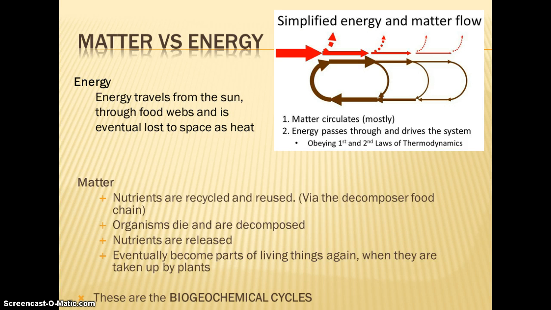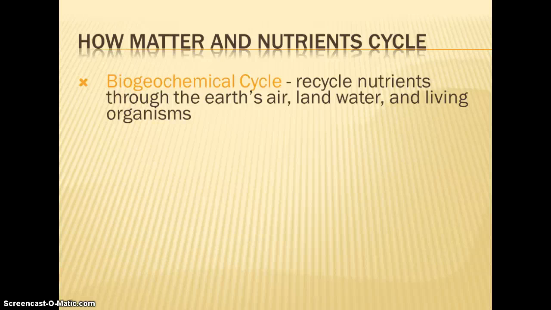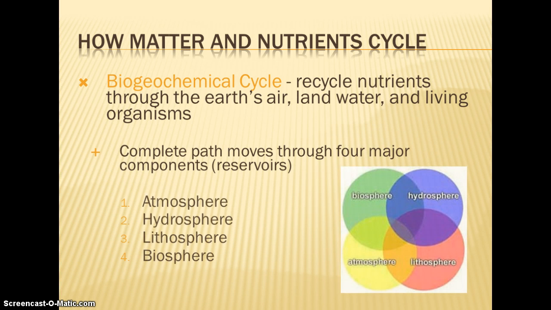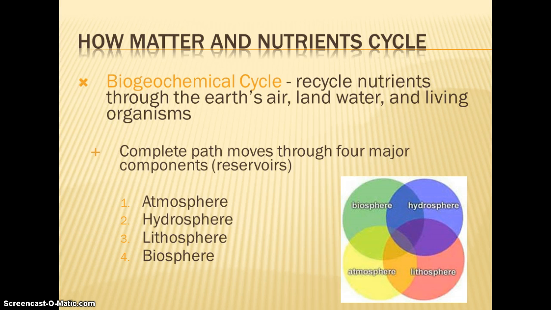We call these biogeochemical cycles, and we're going to go into more detail about the different types of cycles. We'll look at carbon, oxygen, sulfur, phosphorus, nitrogen. So what a biogeochemical cycle is, if you break down the word, bio means life, geo is earth, and chemical. So these are how different matter and nutrients cycle through living things and the earth. So it goes through the atmosphere, the lithosphere, the hydrosphere. So those are our four major reservoirs. Remember, the atmosphere are the gases, hydrosphere is the water, lithosphere is the solid earth, and biosphere is all living things. All but one of our cycles are going to go through all four of the spheres.